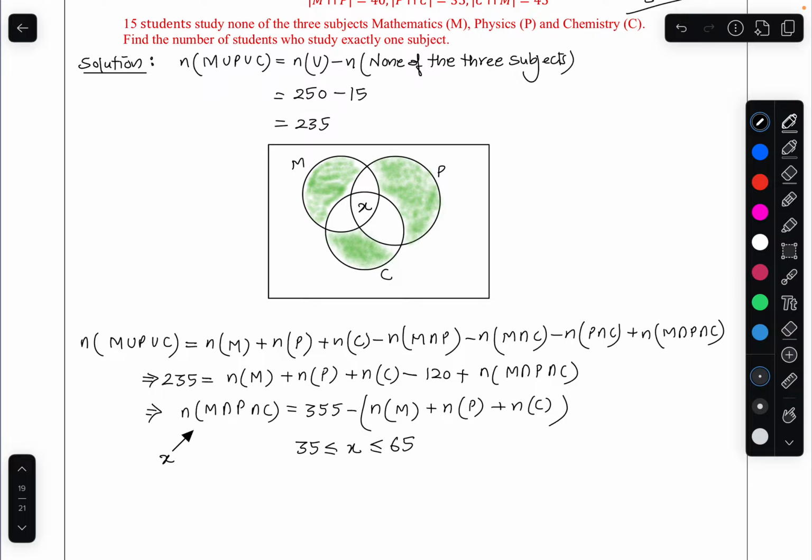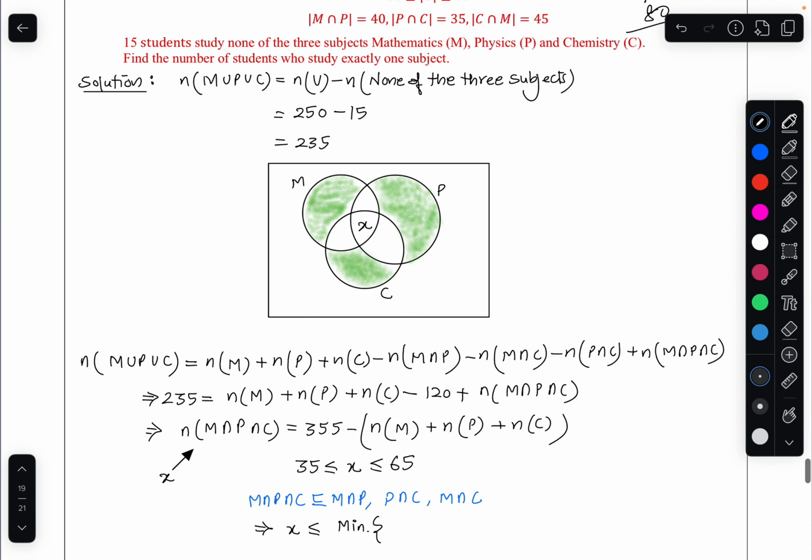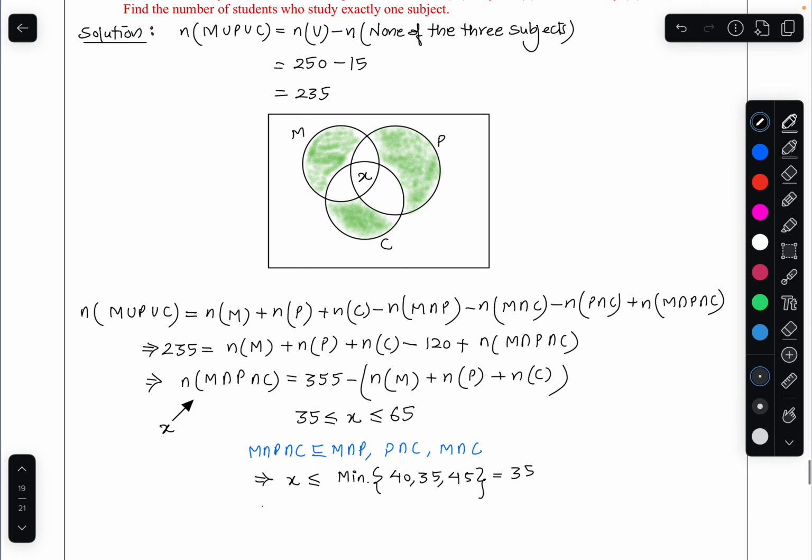But then again, the things that we have been dealing with in the last two problems were that M intersection P intersection C is a subset of M intersection P, P intersection C, M intersection C. So you have to be wary of this relation. The quantity that it gives me is that X is supposed to be less than the minimum of elements in the three sets. Minimum of 40, 35, and 45. Minimum is 35, which tells me X has to be less than or equal to 35.